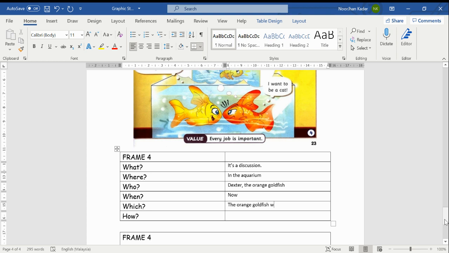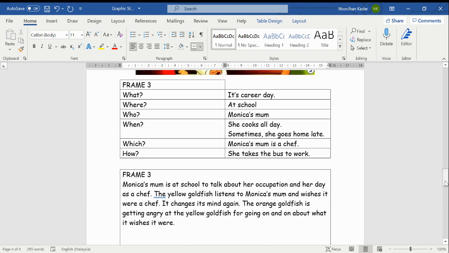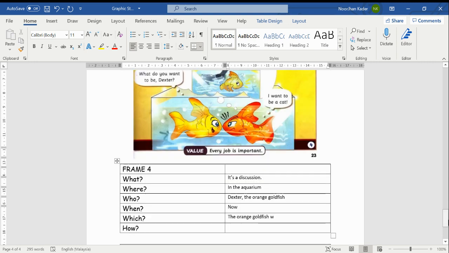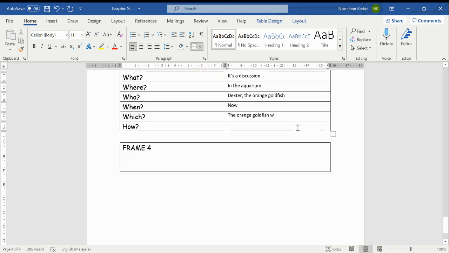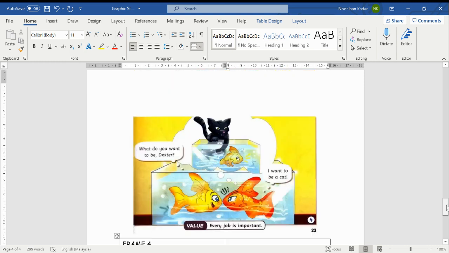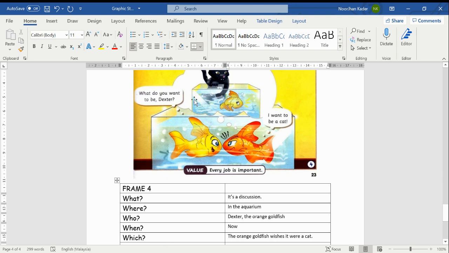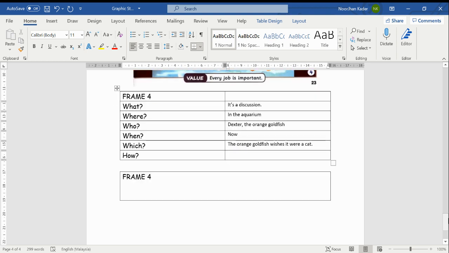wishes, wait, okay, we're talking about wishes. Which occupation? It doesn't have any occupation. But it wishes it were a cat. So it doesn't have an occupation, but it wishes it were a cat. Because the fourth frame, the visual storytelling, is more about the orange goldfish, that is why we have to write more about it. We are taking the details of the orange goldfish here.